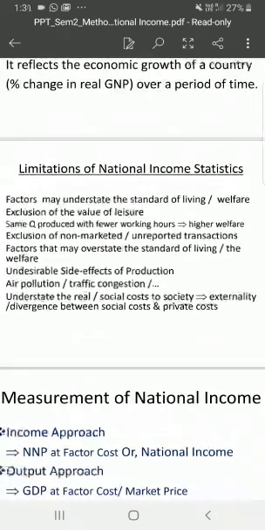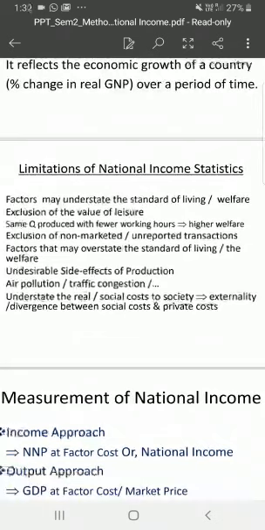Again, then there are undesirable side effects of production, that is the air pollution or traffic congestion. These are the diseconomies or negative externalities. These produce a negative external effect on the entire economy. But their values are not included in calculating the national income account.